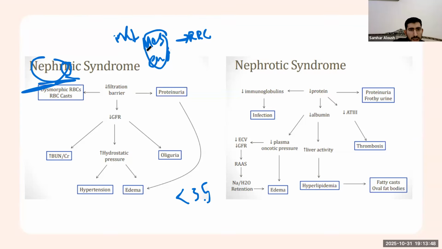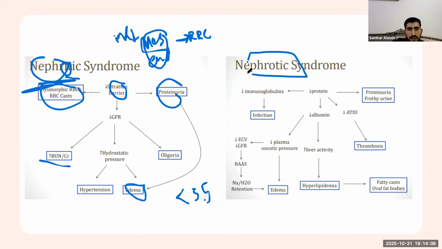Once you have damage to these mesangium and endothelium, you will have damage to the filtration barrier. We will have proteinuria, of course, and we will have edema because of that. But the important one is having dysmorphic RBCs and RBC casts in the urine, which is hematuria. There will also be damage to the kidney, so we will have high BUN and creatinine ratio, oliguria, and so on.